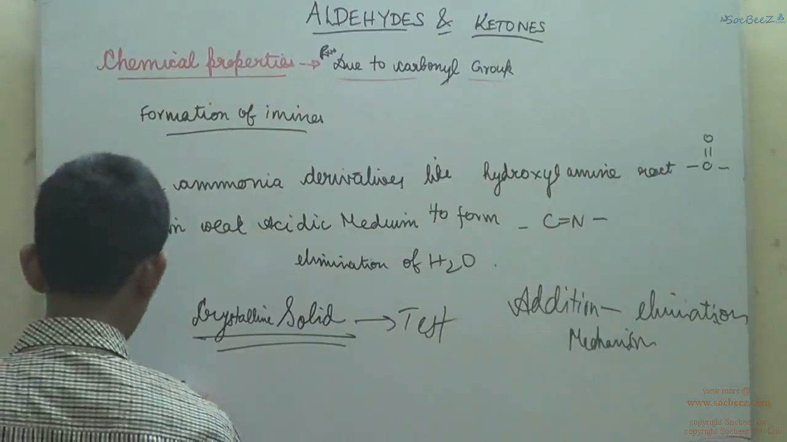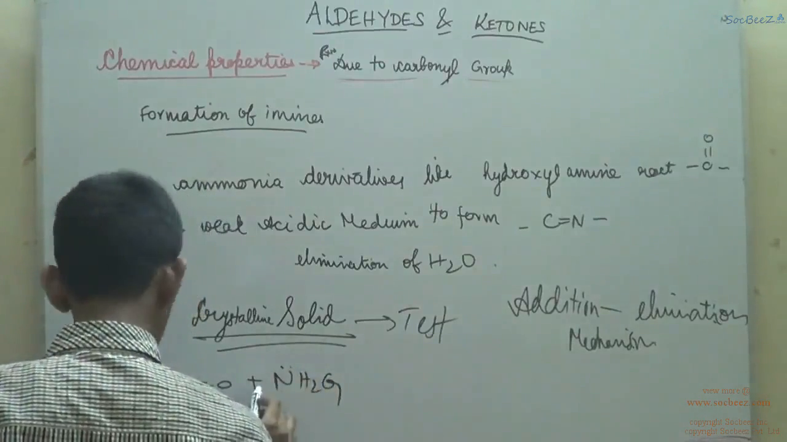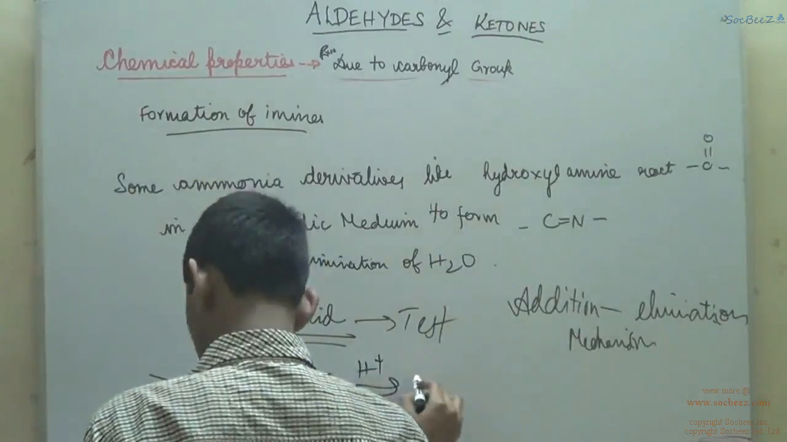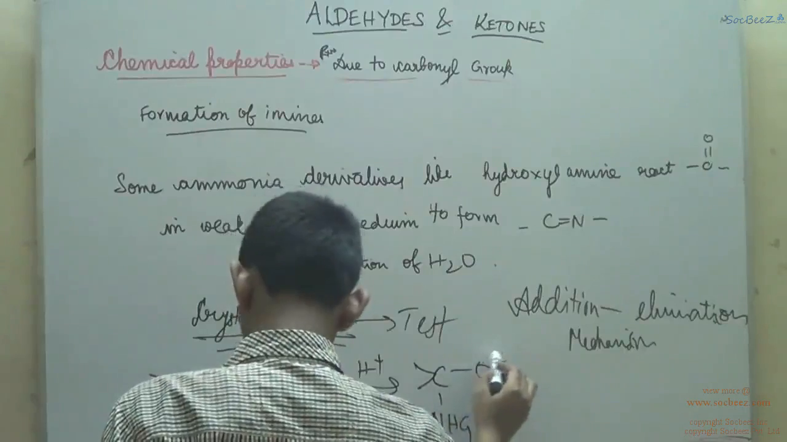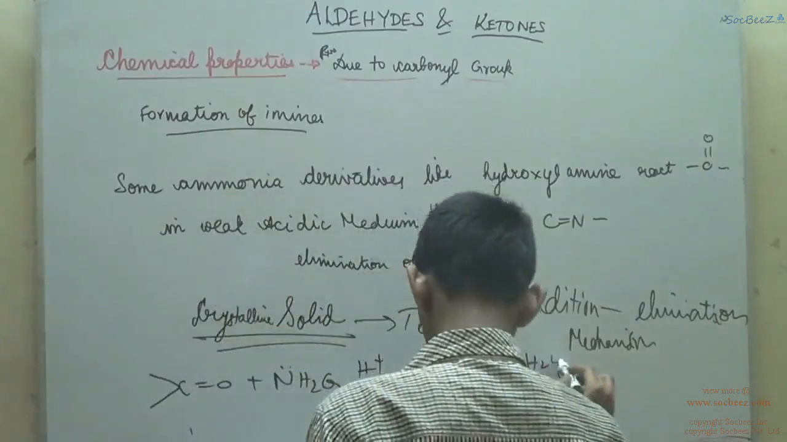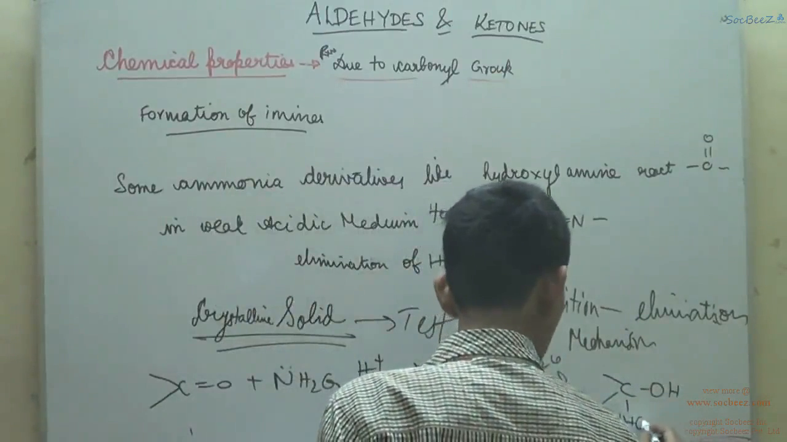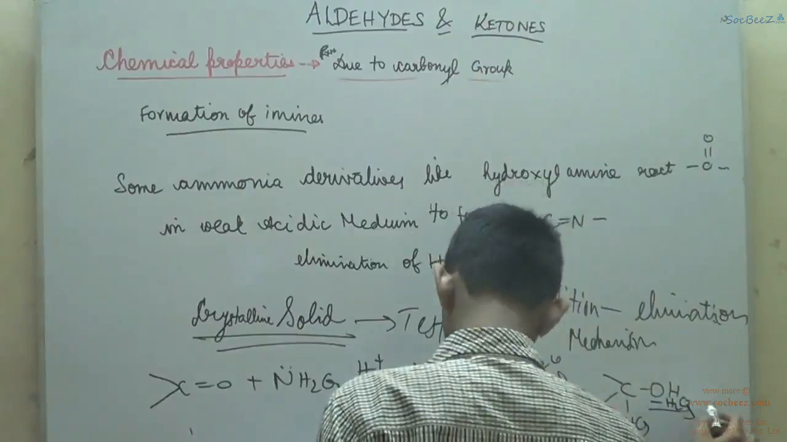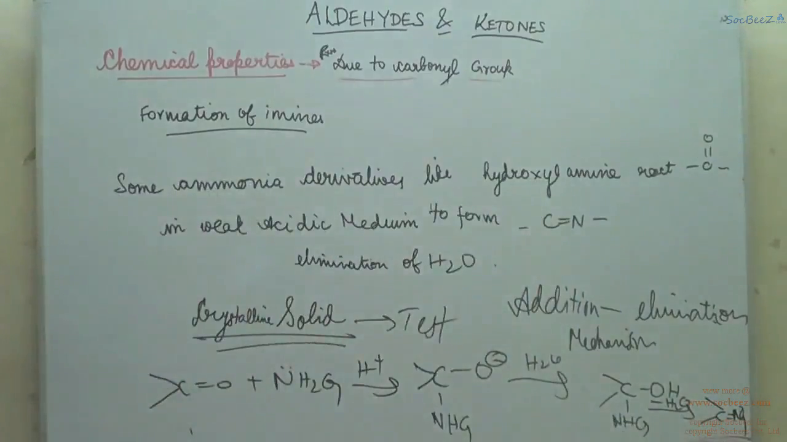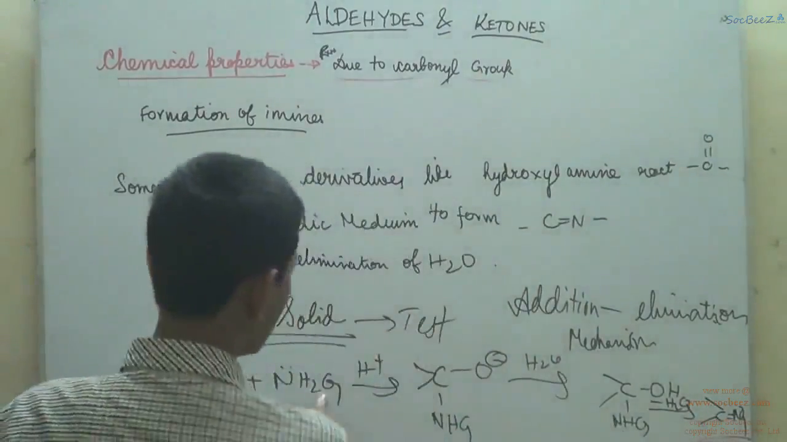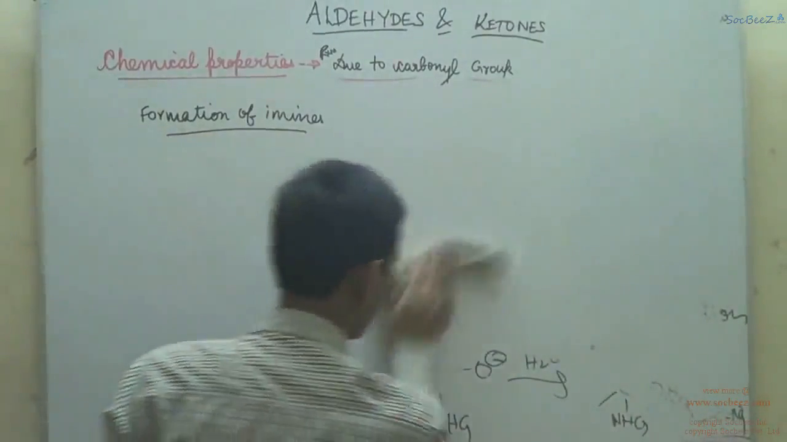So this is C double bond O. This is NH2G, where G is anything. When it adds, this is addition, giving NHG, then a water molecule. And then removal of water molecule to get C=NG, where G is anything, OH, any derivative. So this is addition and this is elimination. Therefore the mechanism is called addition-elimination mechanism.